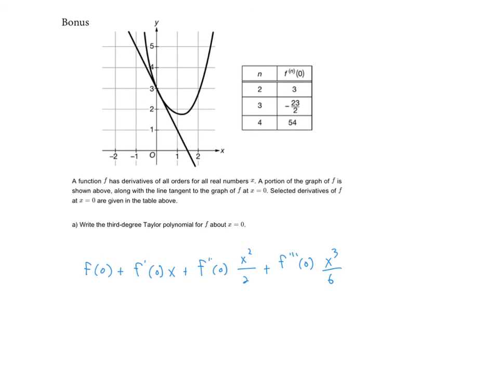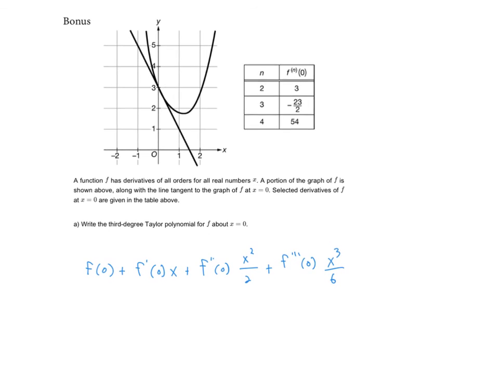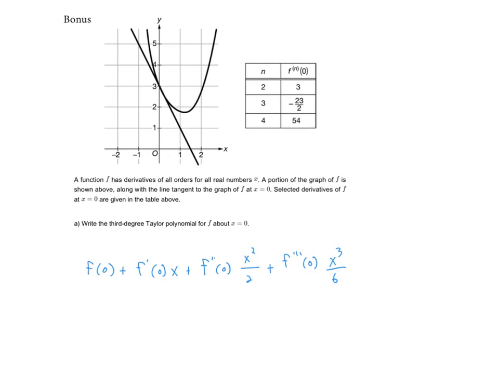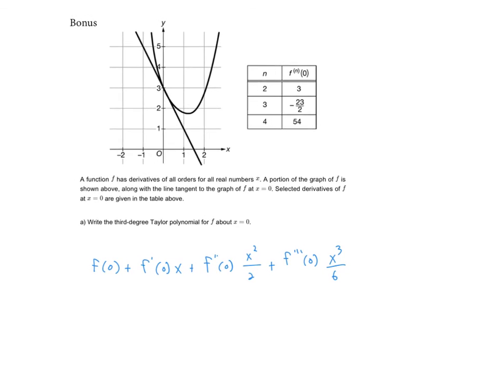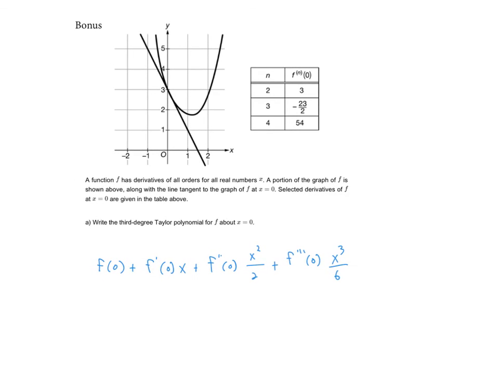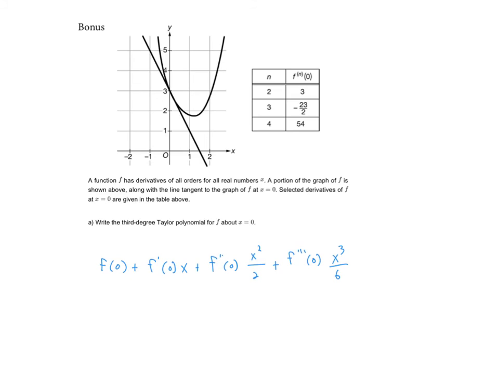Okay, so what do they tell us? A portion of the graph of f is shown above, along with the line tangent to the graph at 0. Selected derivatives are given. We need only up to the third derivative, so we don't need this last one. So f of 0, we need that, and since this is the graph of f, f of 0 is 3, so we know that.